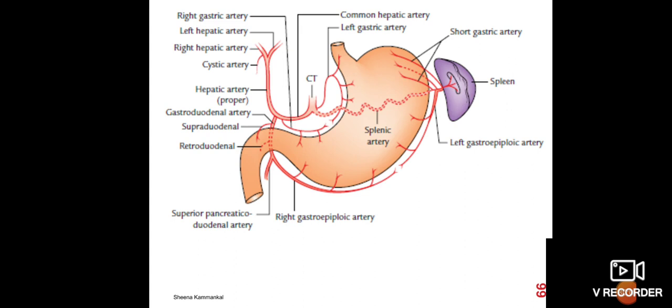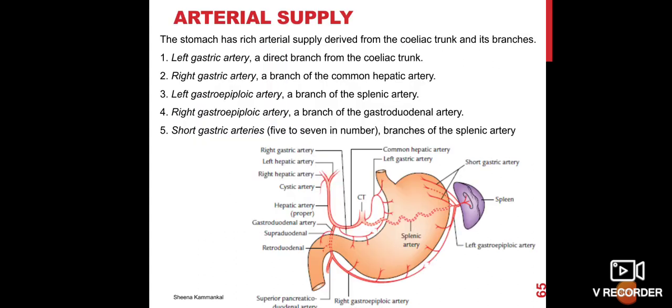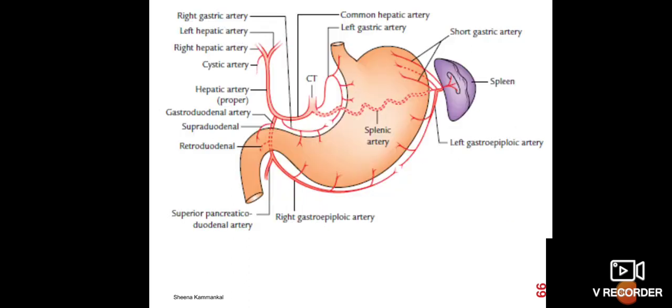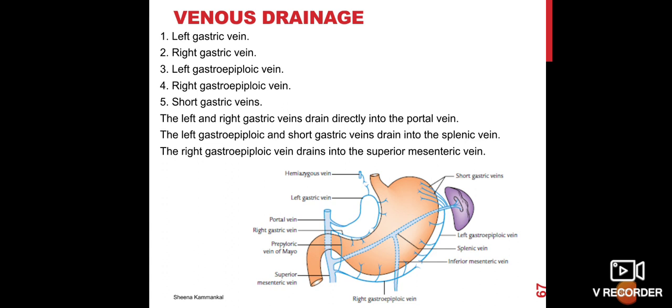So I have to study only the names of the arteries. Left gastric, right gastric, left gastroepiploic, right gastroepiploic, then short gastric and splenic artery. Venous drainage is the same as that of the arterial supply: left gastric vein, right gastric vein, left and right gastroepiploic veins, and short gastric veins.